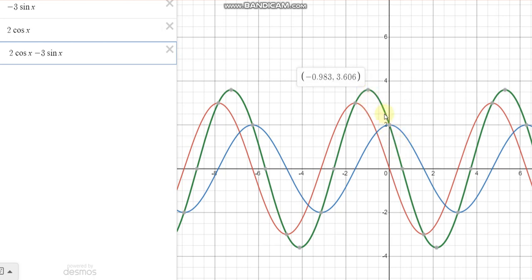And as you can see, it is like I've got a cos wave that's been shifted to the left, but you can also say there's a sine wave, isn't it? It's a sine wave that's been shifted to the right.